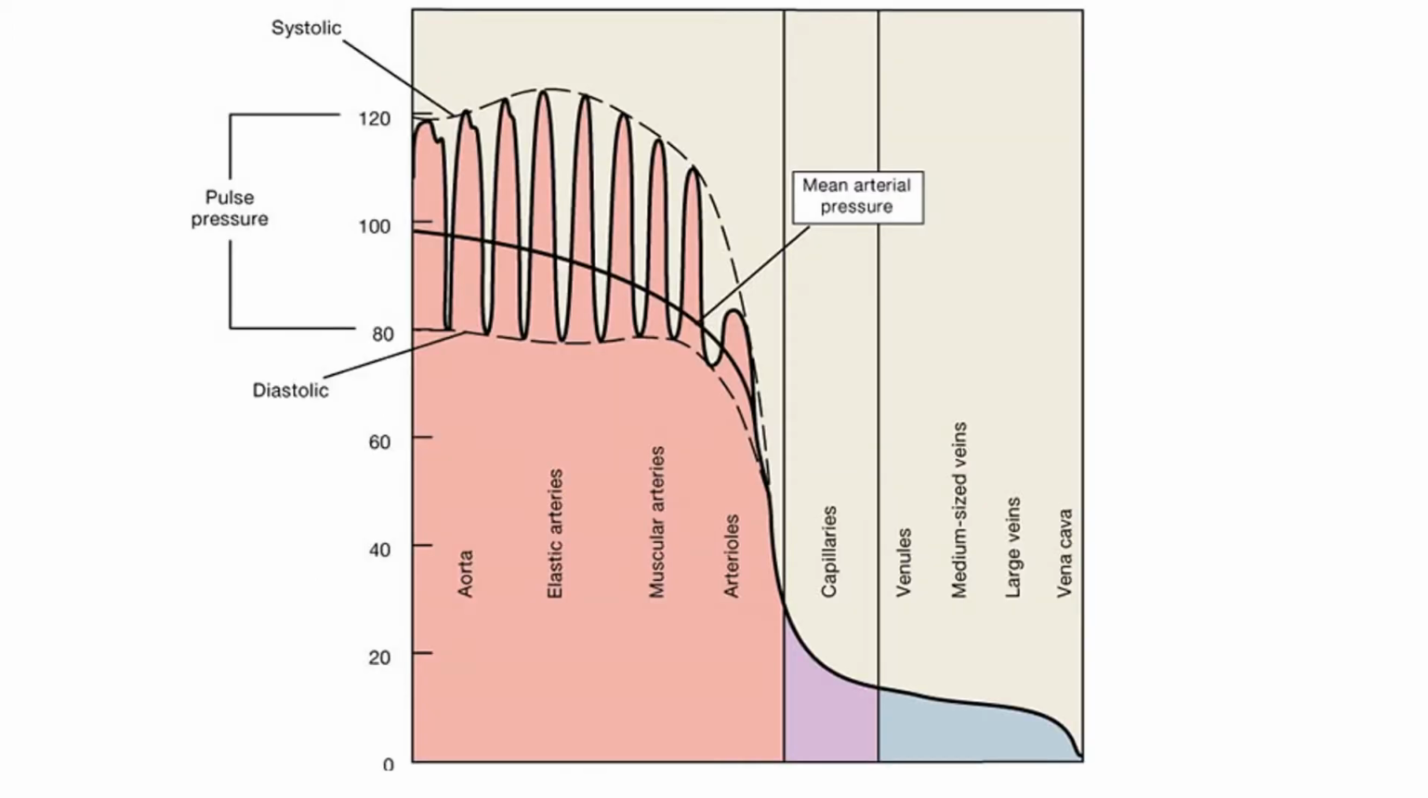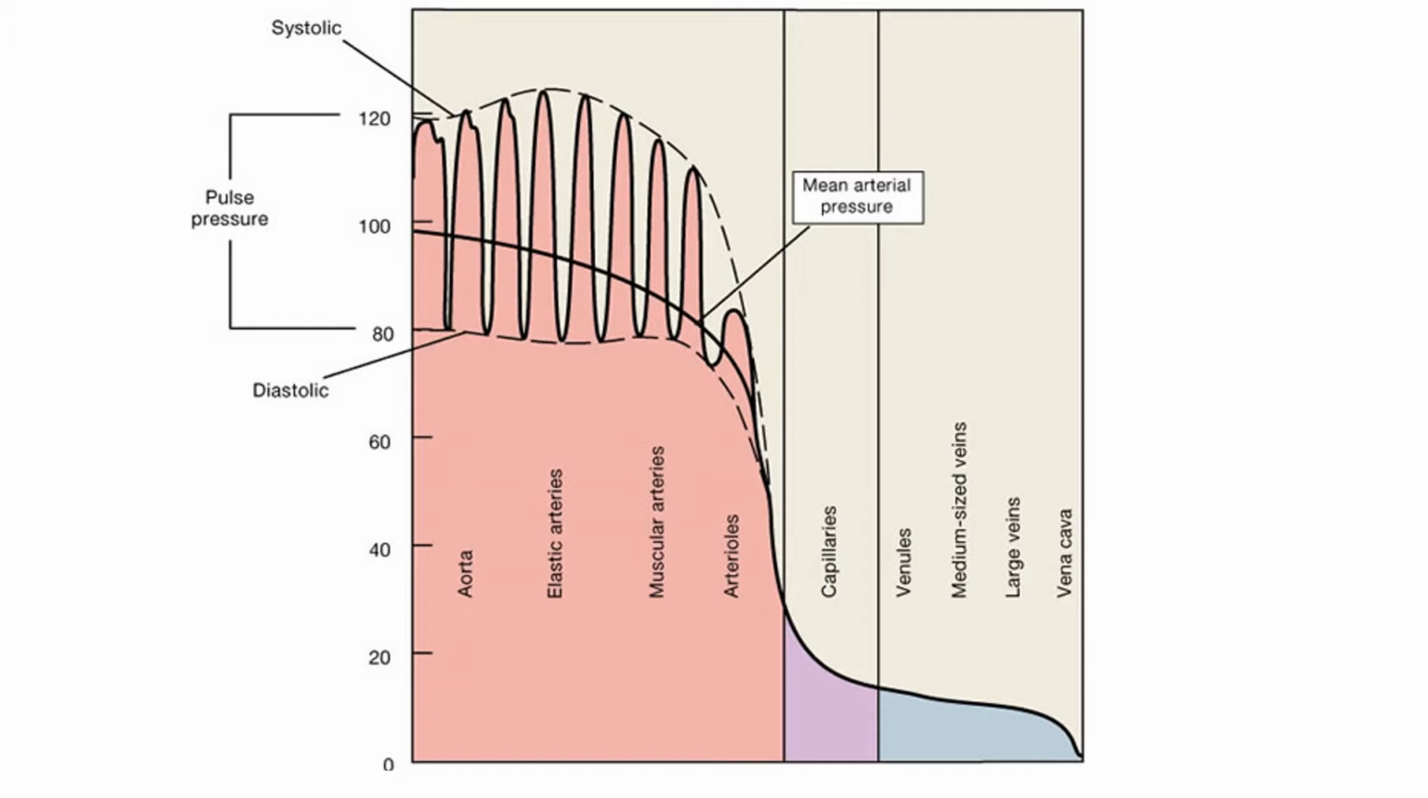Now in this picture, you're looking at blood pressure, and you'll notice there's an oscillation in the aorta, elastic arteries, muscular arteries, and then it starts to become pretty much a stream of blood pressure in the arterioles. We see pulsations between systolic pressure and diastolic pressure in the aorta, elastic arteries, and muscular arteries. That's where we expect to feel a pulse. We feel less of one in arterioles, and then by the time you reach capillaries, venules, veins, and vena cava, you no longer feel a pulsation because there's just a steady stream of blood flow through those vessels.